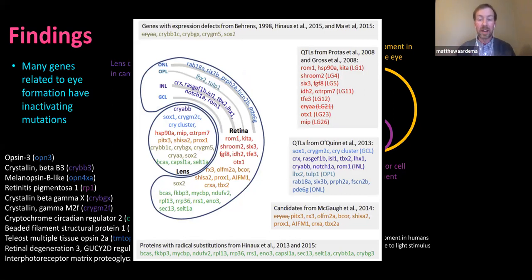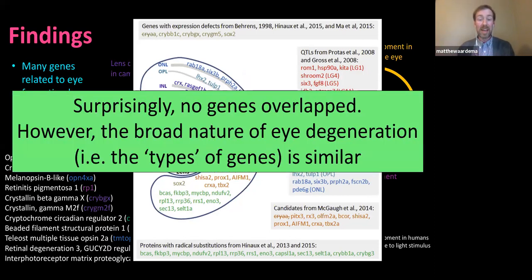And of course, you wouldn't be able to tell this necessarily, but one of the really interesting things we found was that there were actually no specific genes that overlap. So of all this large list of genes in Astyanax, we didn't actually find the same gene with high confidence with an inactivating mutation.